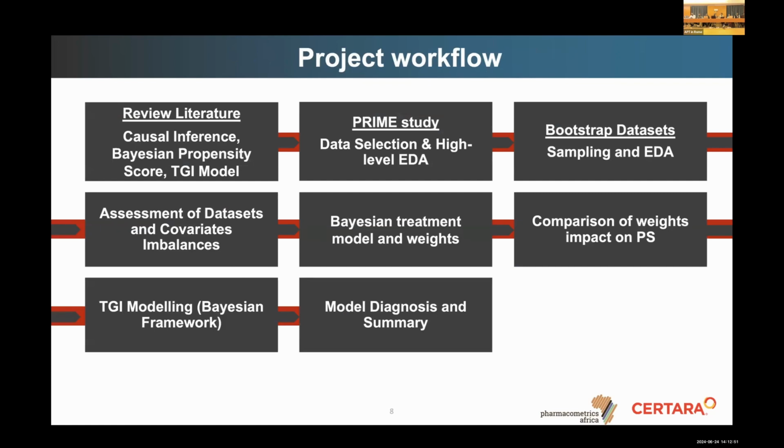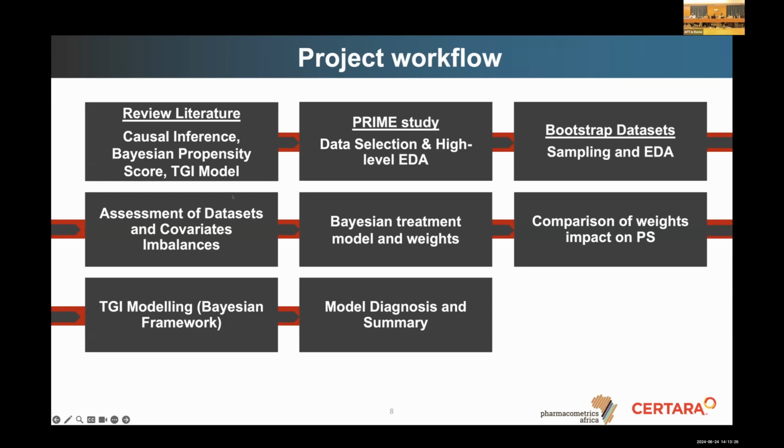This is the project workflow that we have used. One, undertaking the extensive literature review, and I want to state that this has been iterative. In the subsequent steps, when we realize there's some literature needed, we always move back and forth in this literature review. Secondly, obtaining the randomized control trial database from the PRIME study, and then undertaking data selection and high-level exploratory data analysis. Thirdly, developing a workflow for generating the bootstrap data sets.